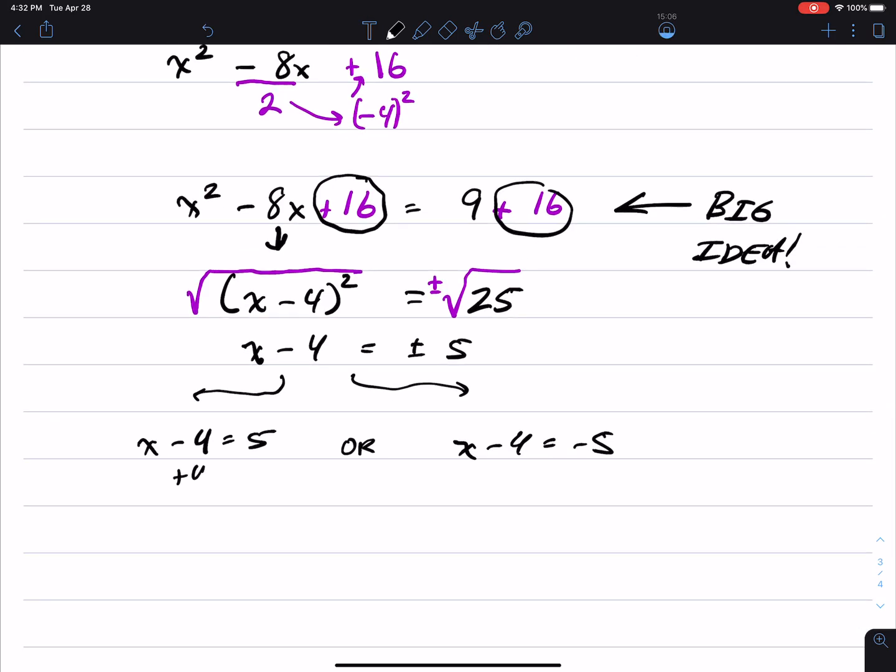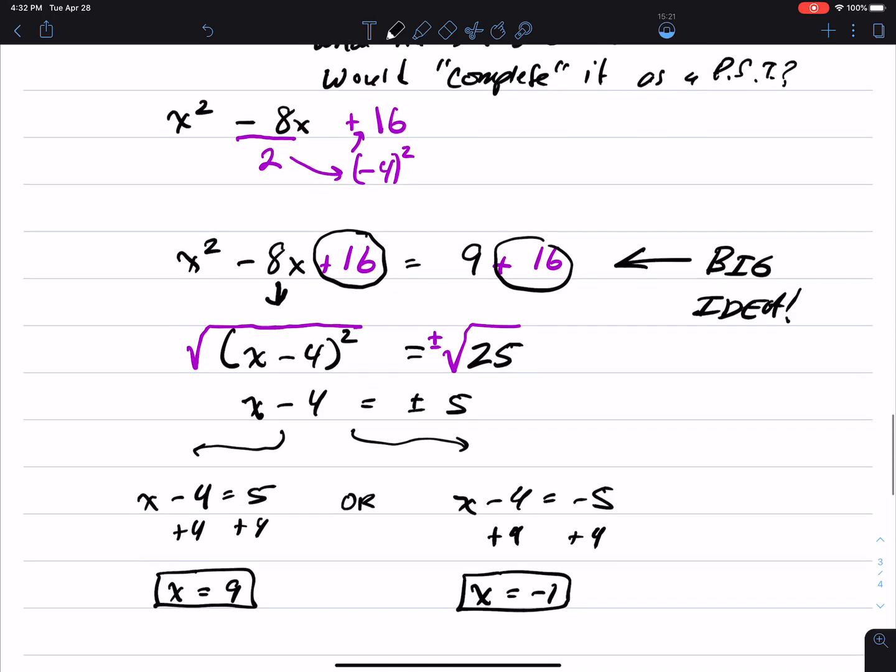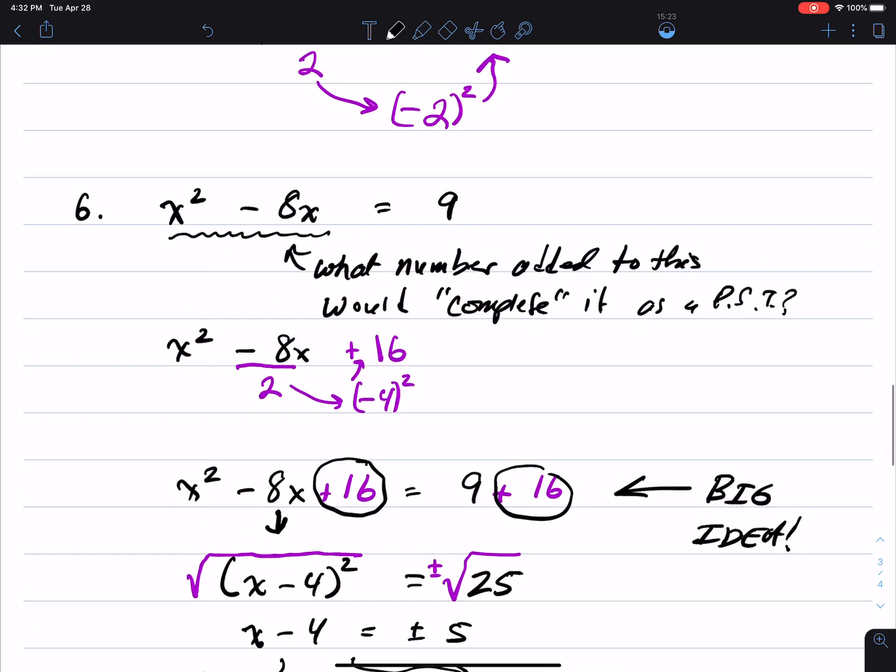We can add 4 to both sides. We get x is 9. Add 4 to both sides. We get x is negative 1. And we are done. How about that? So that's the concept of completing the square.